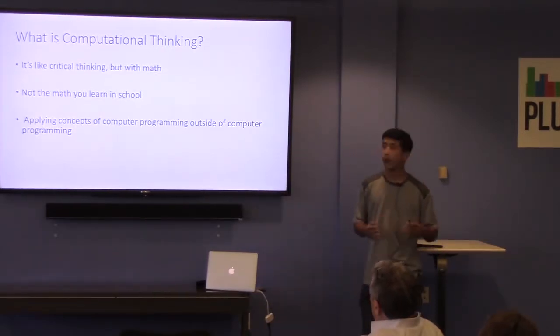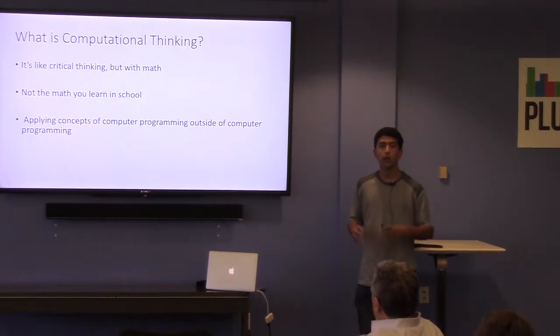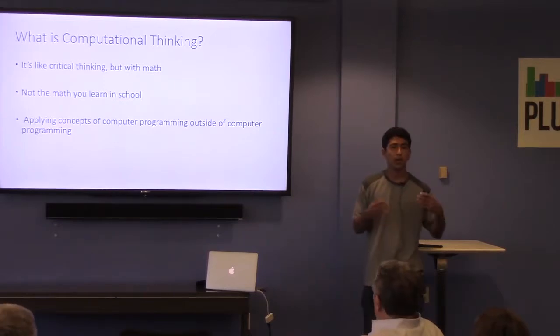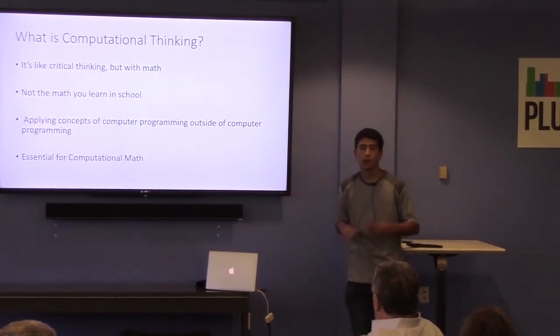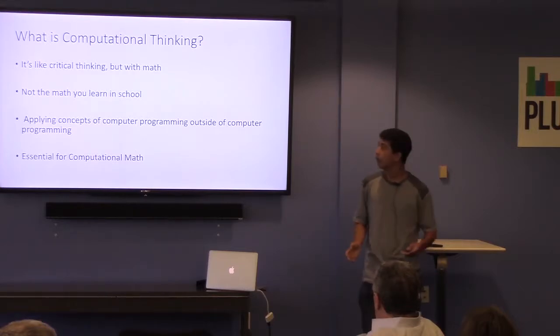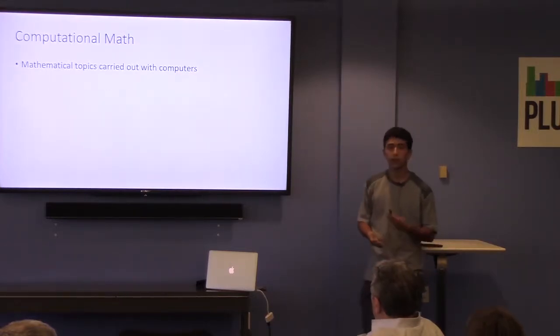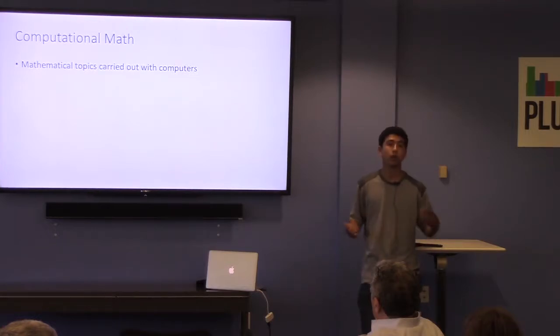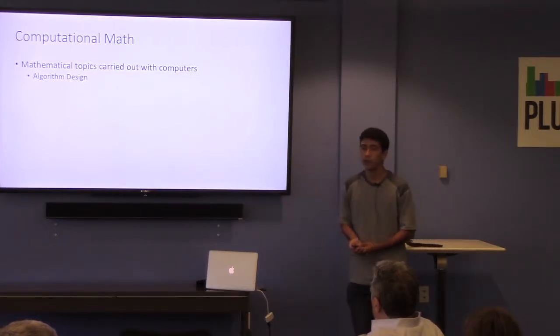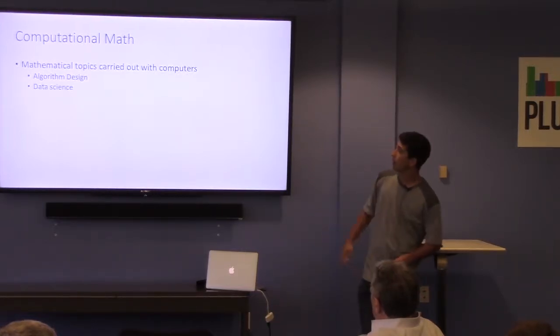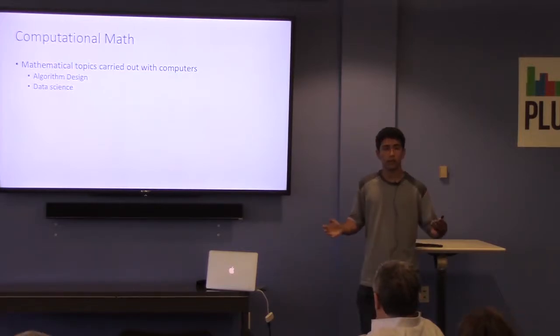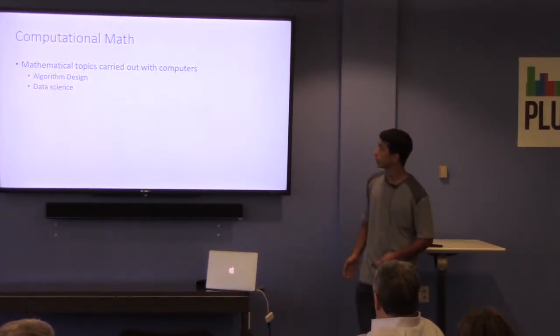Another way to think of it is applying computer science concepts of computer programming to outside computer programming. So basically, what's really important is taking computers and allowing them to solve complex problems for you, because a lot of times these complex problems are too hard for humans to solve themselves. And this is where computational math comes in. Computational thinking is the backbone for computational math, which is a series of mathematical topics that are carried out with computers instead of humans, because again, they're computationally intensive. They include algorithm design, which is, again, what we did right now, designing an algorithm to find the number of squares. Data science, where you take large amounts of data and analyze them with clustering, classification, regression, things like that.